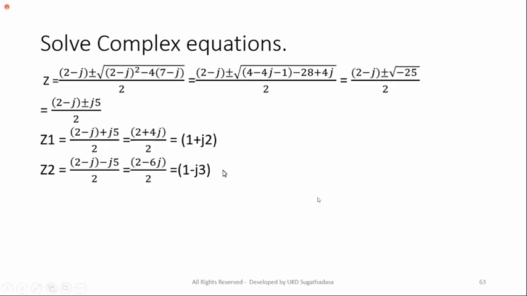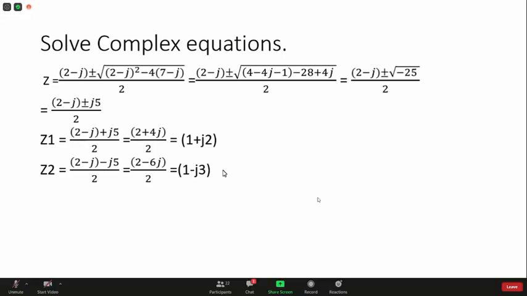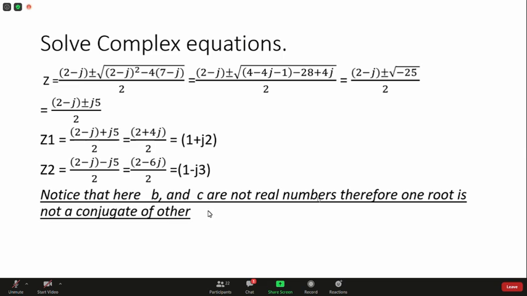Z1, Z2 are the solutions of the given equation, but they are not complex conjugates of each other because A, B, C are not real. Remember, when A, B, C are real, you get solutions that are conjugates of each other. In this case, if they are not real, you get a different complex number. This is mentioned here, right? Notice that here B and C are not real numbers. Therefore, one root is not the conjugate of the other, because one is 1 plus j2, and the other is 1 minus j3. Those are the roots of the given equation.